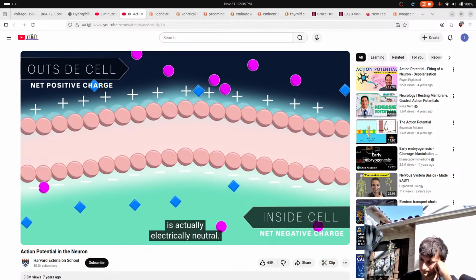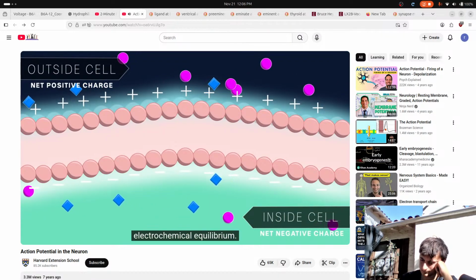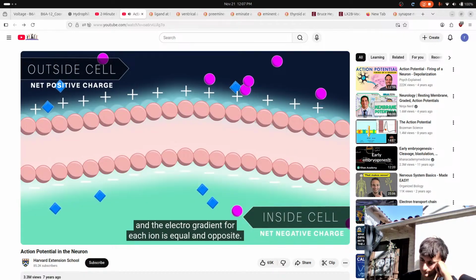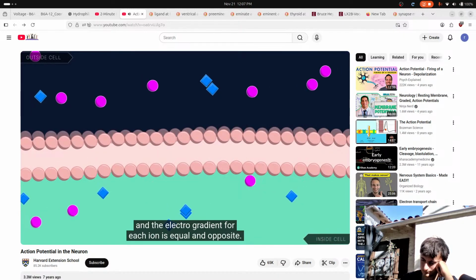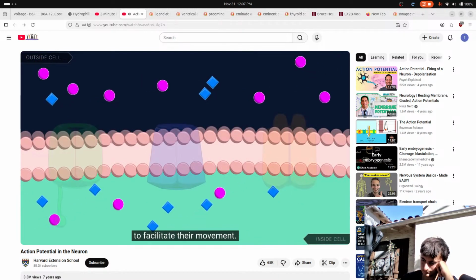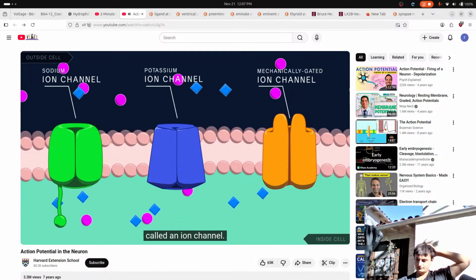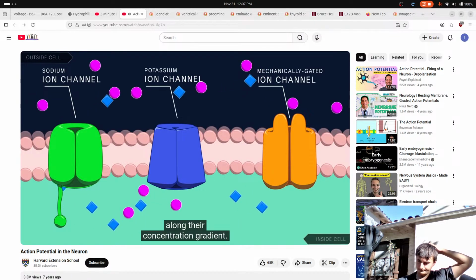The resting membrane potential is the point where the cell has achieved electrochemical equilibrium. This means that the concentration gradient and the electrical gradient for each ion is equal and opposite. Ions cannot simply move across the membrane at will. Instead, they need a protein embedded in the membrane to facilitate their movement. Most ions cross the membrane through a structure called an ion channel. Ions move through channels by passive diffusion along their concentration gradient.